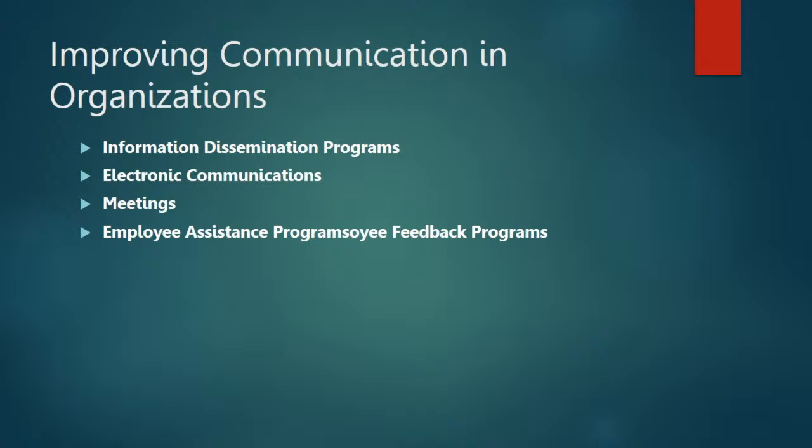Let's discuss some other ways to improve communication in the organization. Information dissemination programs are also important in improving communication in the organization. Information dissemination involves making the information available to the decision makers wherever they are located. The employee handbook is probably the most important source of information the HR department can provide and sets the tone for the company's overall employee relations philosophy.